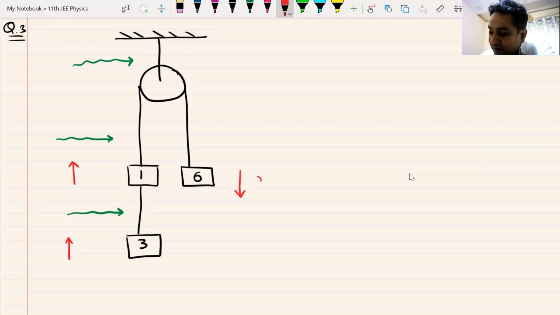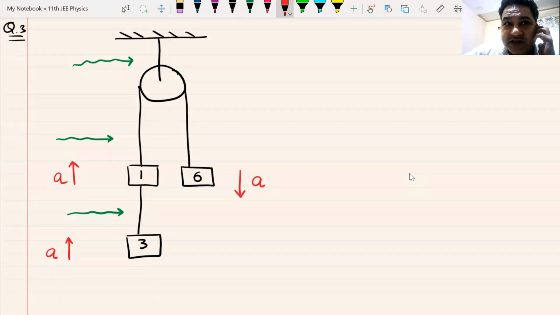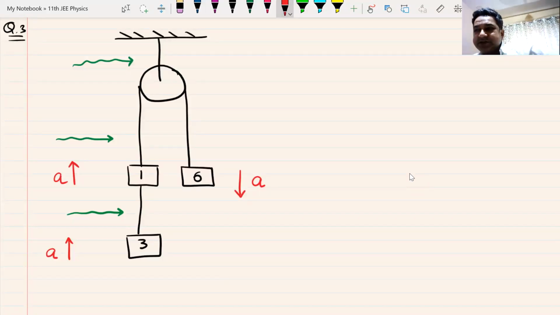Now, if I call this acceleration A, block 6 kg is moving with acceleration A downwards. Can you tell me with what acceleration block 1 kg will move? It has to move with the same acceleration. Remember, same magnitude, opposite direction. They are connected by the same string, so the tension is same. Acceleration is also same, so acceleration will be A. 1 and 3 are connected by a string, so they must move with the same acceleration. So all the 3 blocks move with the same acceleration, same magnitude. That means direction, one is going downward and the other 2 are moving upwards.